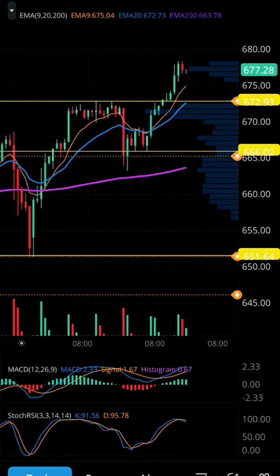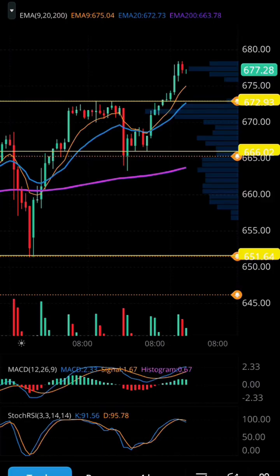Right now, it reads K 91.56, and then D 95.78. That's deep in overbought territory. That doesn't mean it's time to sell. That means that the bulls are fully in control, but we are coming up on a pause zone. So professionals, right? We don't just sell just because it's overbought. We want to wait for a cross down, right?